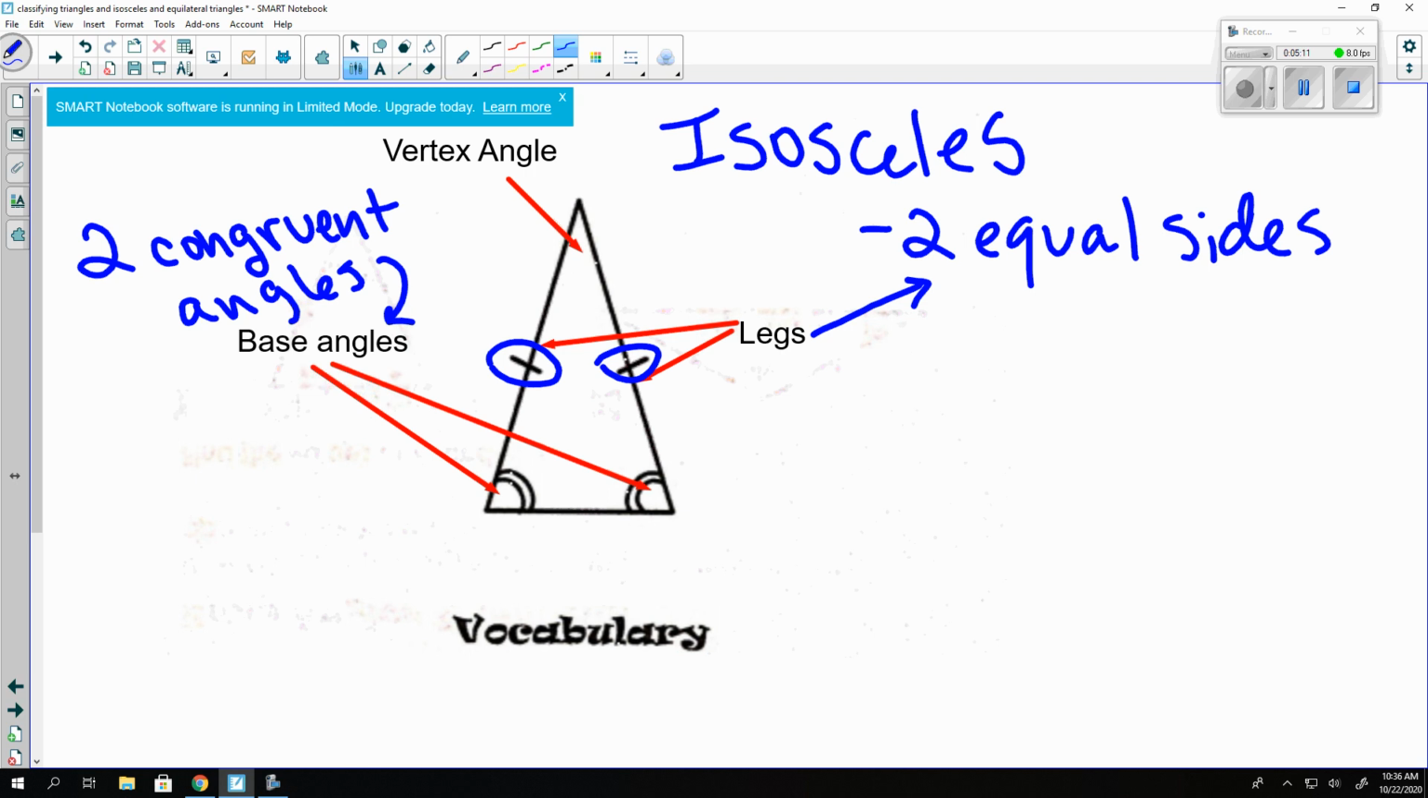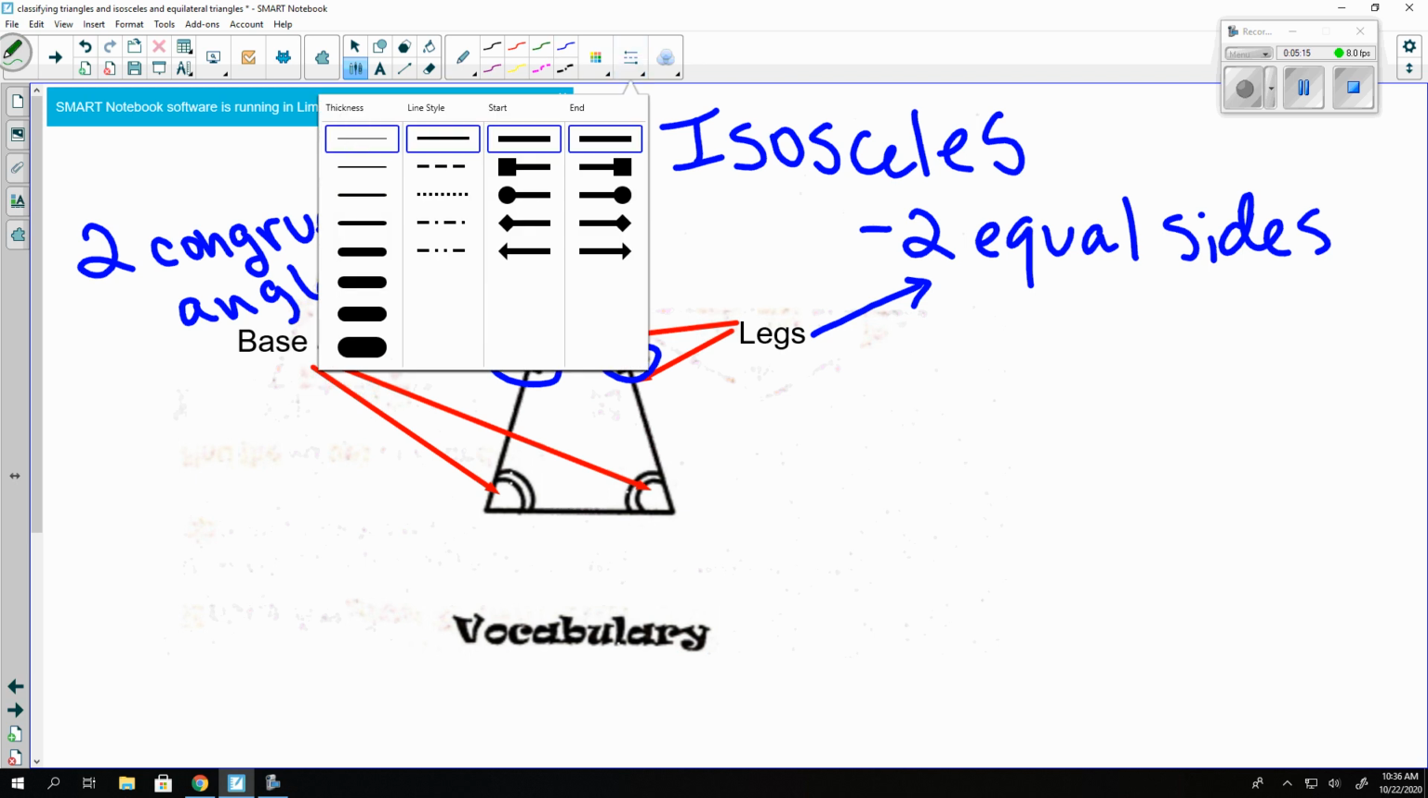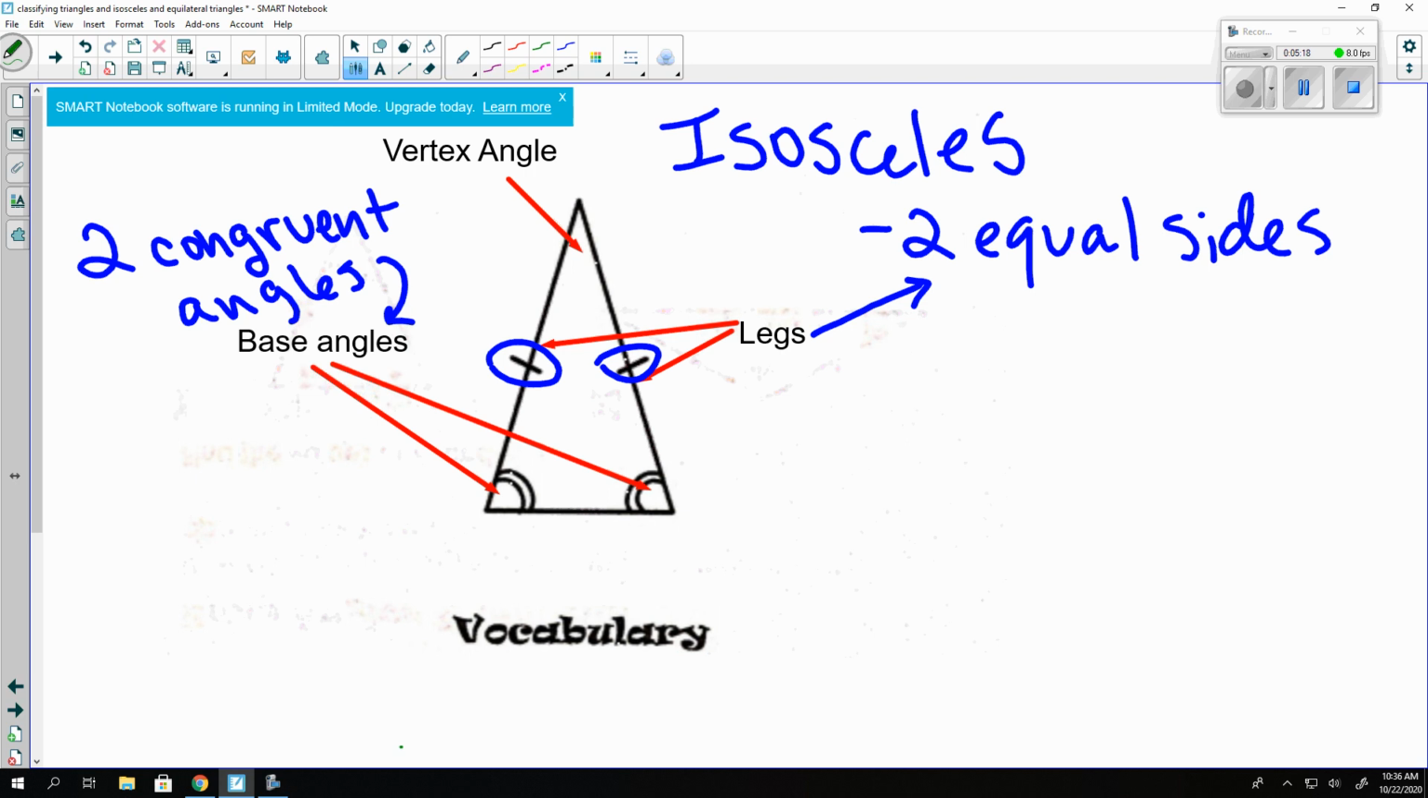I also want you to notice, I'm going to change colors here, that your equal sides and the equal angles, you see they're diagonal from each other. Okay, the equal sides are across from the equal angles. That is important as we go forward here. And then the last part up here is this vertex angle. Okay, your vertex angle is that one angle that's not the equivalent one, so it's going to be different.